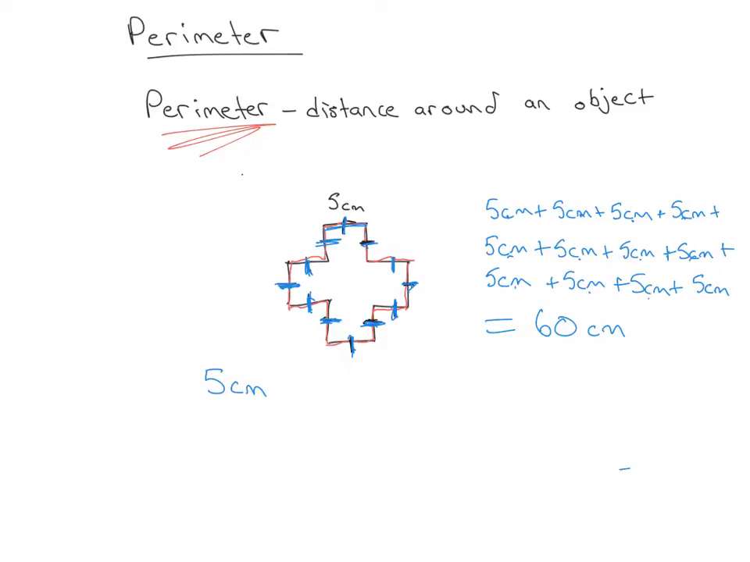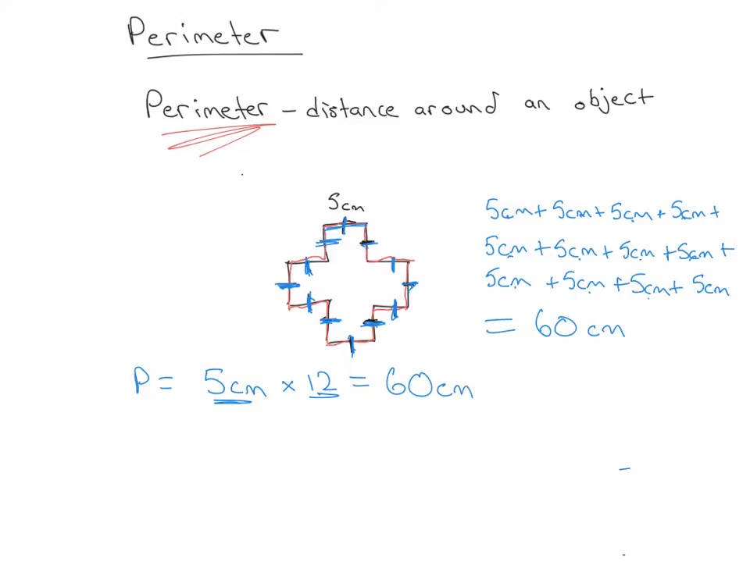So adding 5 12 times is the same as taking 5 and multiplying it by 12. So I'm just going to call this P for perimeter. So our perimeter here was just our side length multiplied by how many sides it was. And when we do this, 5 times 12, well 5 times 10 would give us 50. 5 times 2 gives us 10 more, so 50 plus 10 is 60.